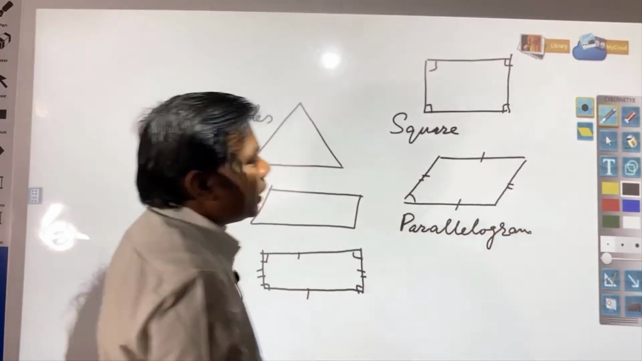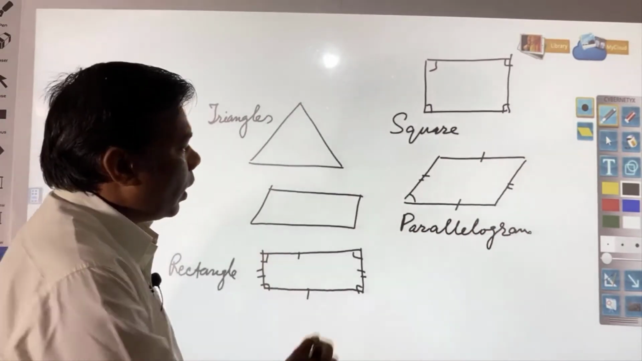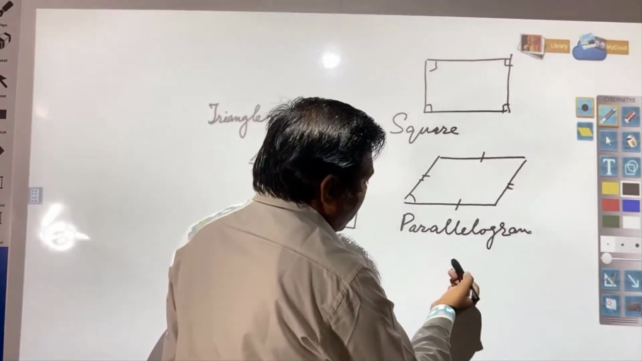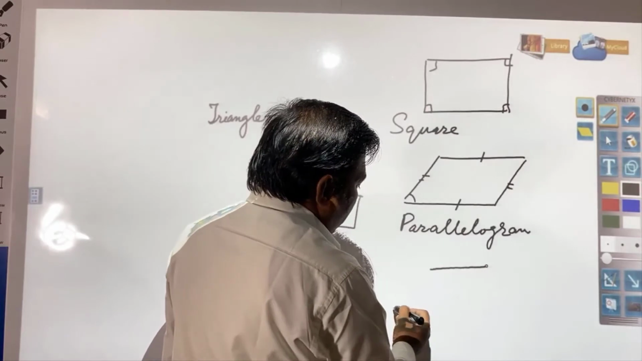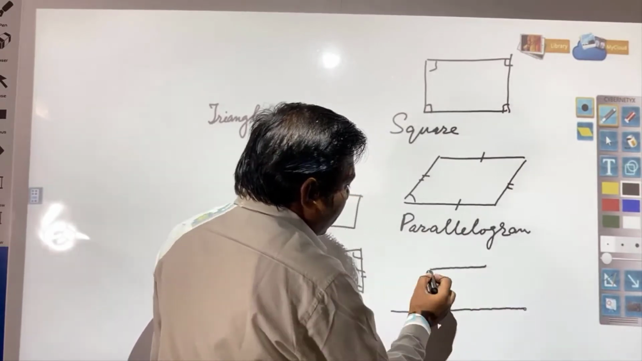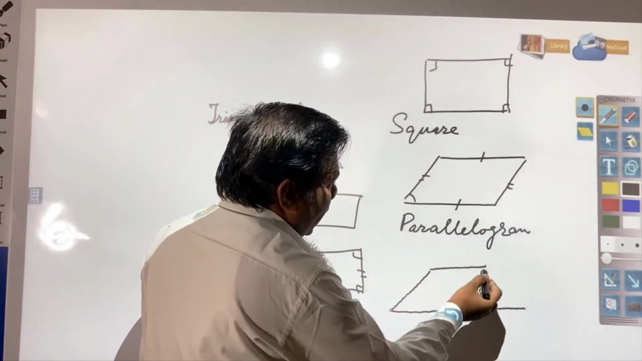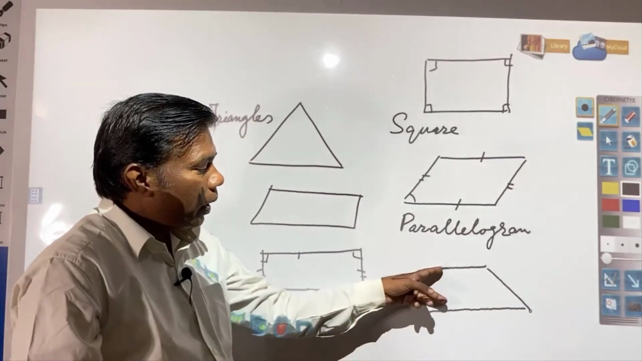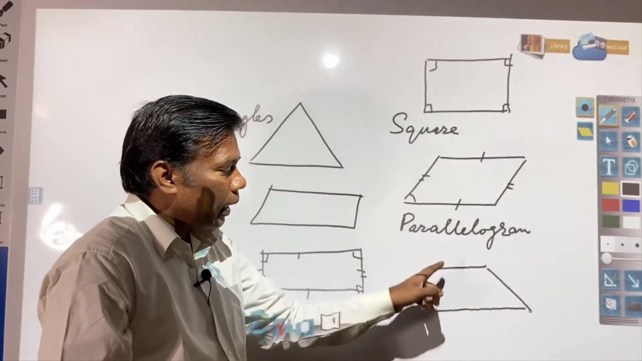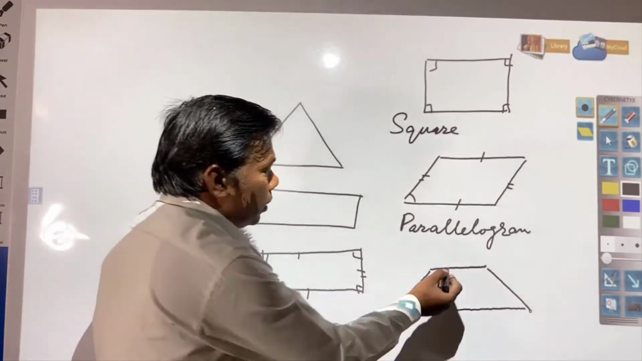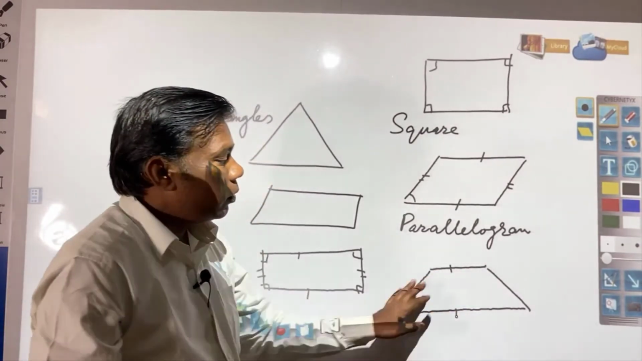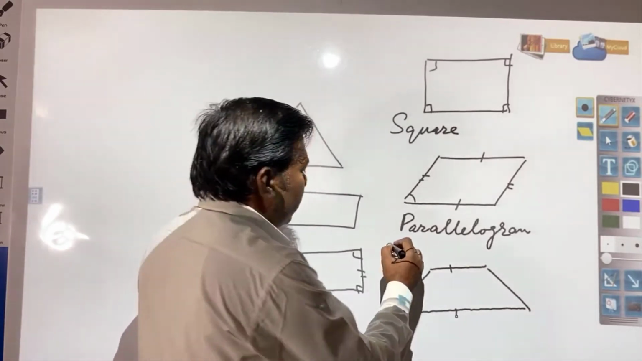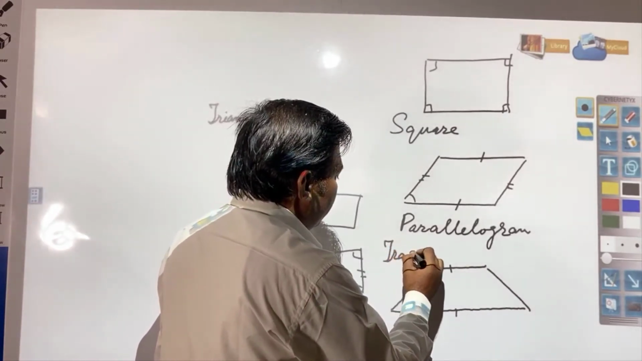So these things you must know. What then comes is the trapezium. What is a trapezium? A quadrilateral having one pair of sides parallel. Any one pair of sides should be parallel. Just you see, this is parallel, so this will be called a trapezium or trapezia.